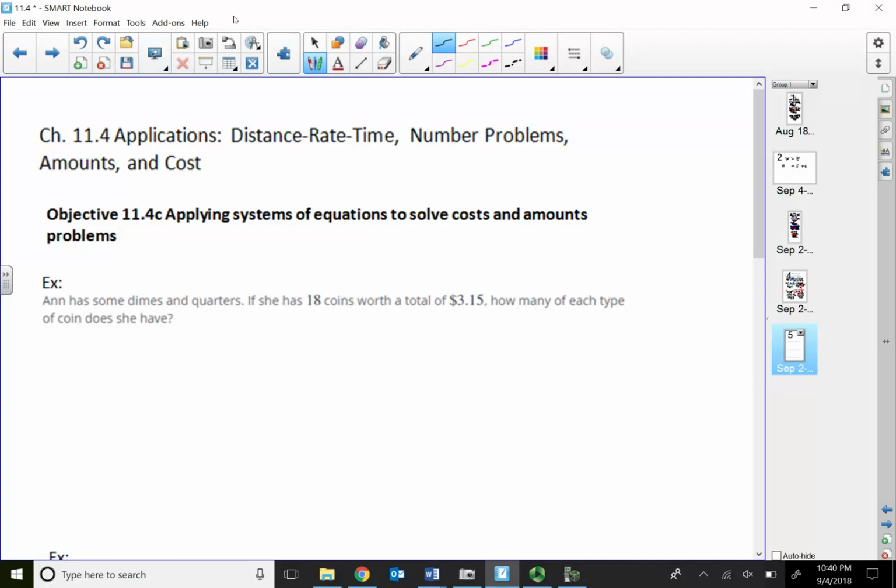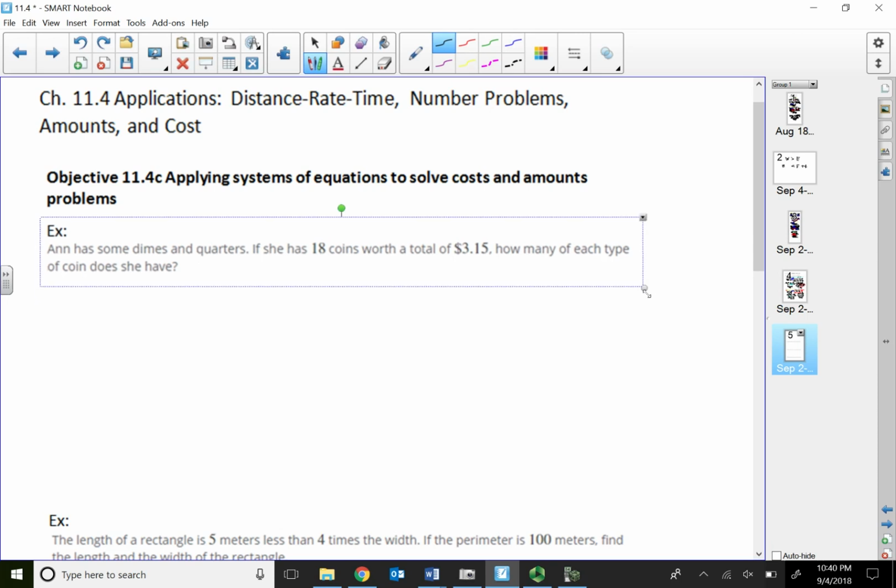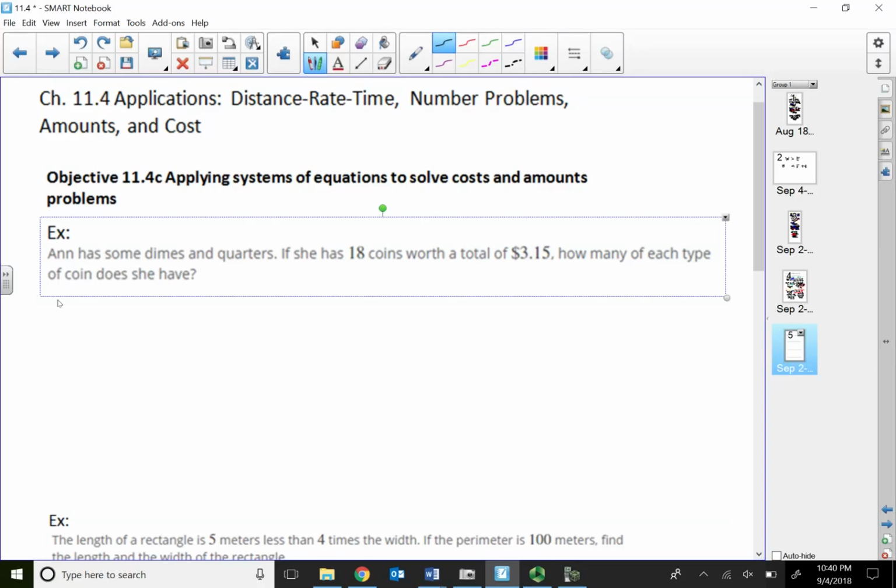In this lecture video, I'm going to show you how we can use a system of linear equations to solve cost and what we so-called amount problems. Okay, cost and amount. These problems are where I need to use two different variables. Actually, it makes it a little bit easier.